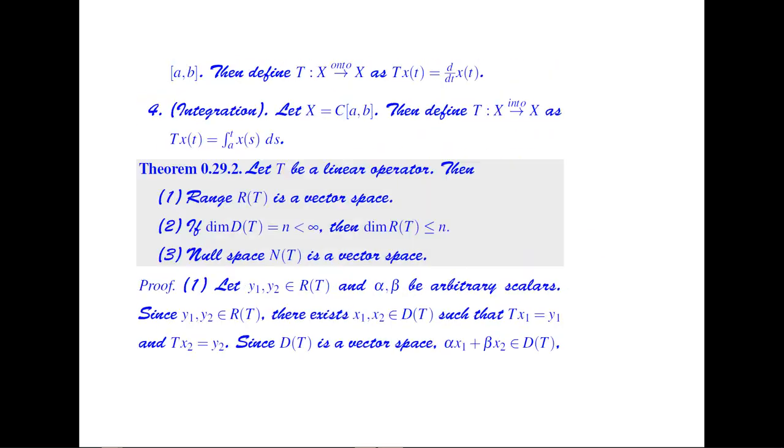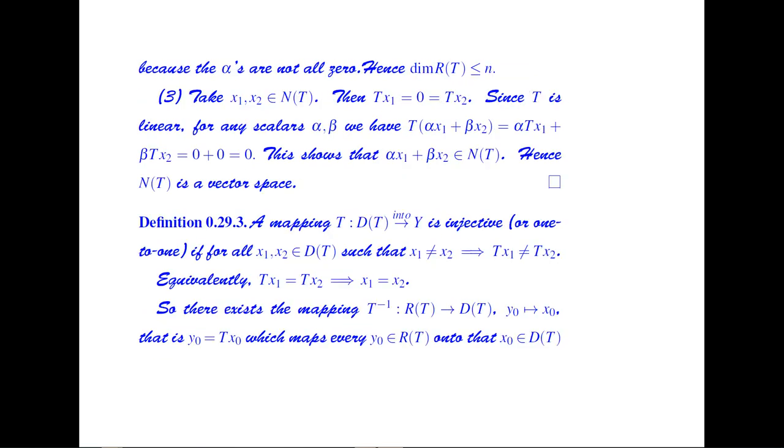On the third part, we have to prove that the null space of T is a vector space. So take x1 and x2 belonging to the null space of T. Then T of x1 is equal to 0 and T of x2 is equal to 0 by the definition of the null space of T. Now since T is linear, for any scalars alpha and beta, we have T of (alpha x1 plus beta x2) is equal to alpha times T x1 plus beta times T x2, which is equal to 0 plus 0, which is equal to 0. Now this shows that alpha x1 plus beta x2 belongs to the null space of T. Hence the null space of T is a vector space.